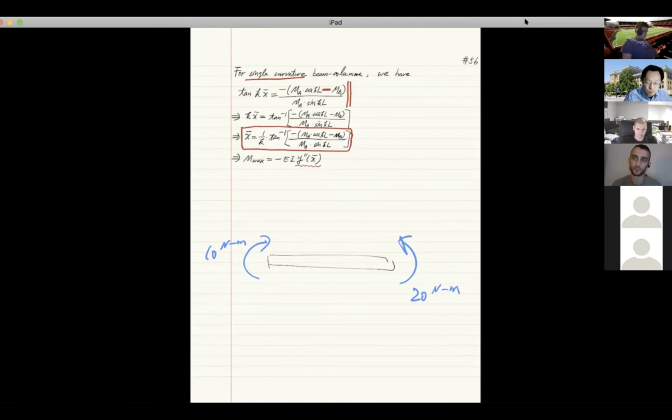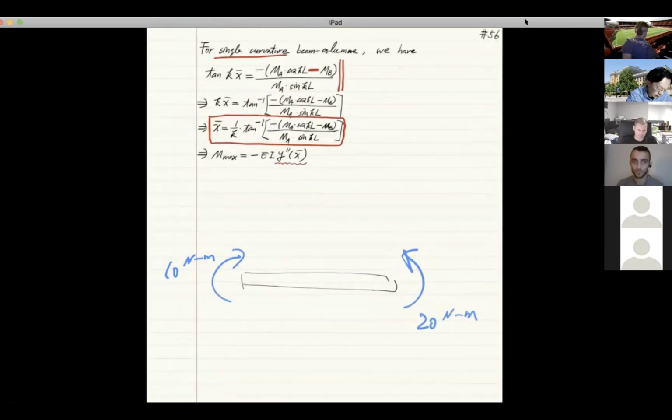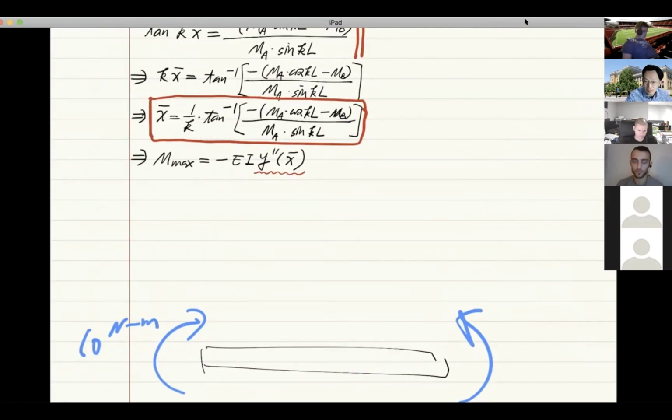Or you can think about it this way: because of our formulation, when MA and MB are in opposite signs, which is the case here, right? So you know that you will end up with a single curvature. That means you have to use this one. You have to put a negative sign in this equation of MB. Would that make sense? Yeah, that makes sense.